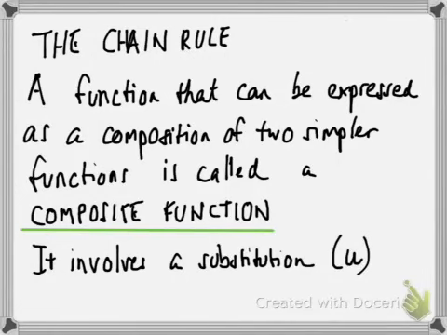Today we're looking at the chain rule, and it's used for differentiating more complex functions. I'll have some specific examples of that as we go along today. And we use it to differentiate what's called composite functions. Composite functions are, as I said, a bit more complex than simple ones.